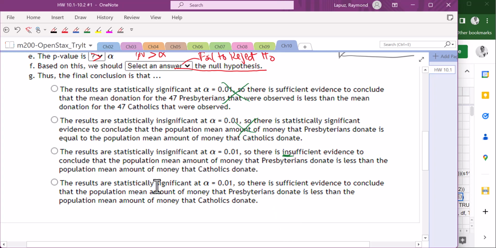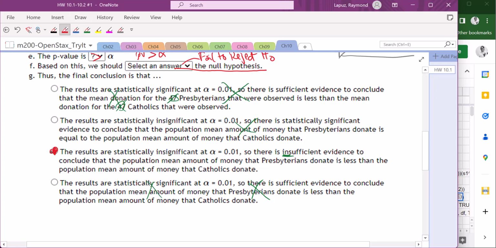So I think this is it, but let's read the last one. The results are statistically significant so that there's sufficient evidence to conclude that the population mean. So I think that's very close to that first one, which we said wasn't it either. The first one looked at the actual sample. We don't ever want to do that in our conclusion. We're always looking at generalizing to the population. So this would have been a good replacement for the first one, but since the first one was wrong, this last one is wrong also. So I think we have our winner here.